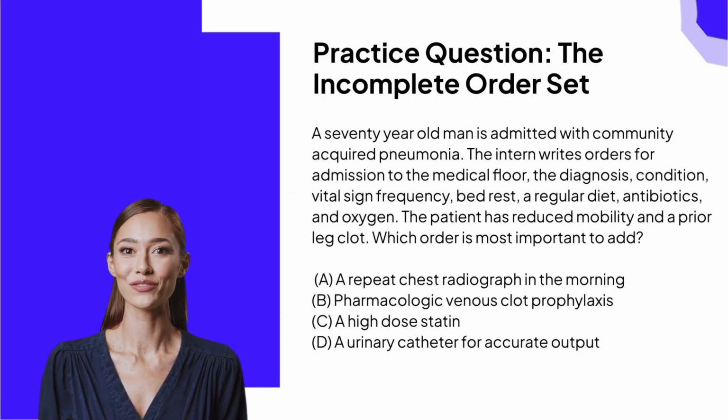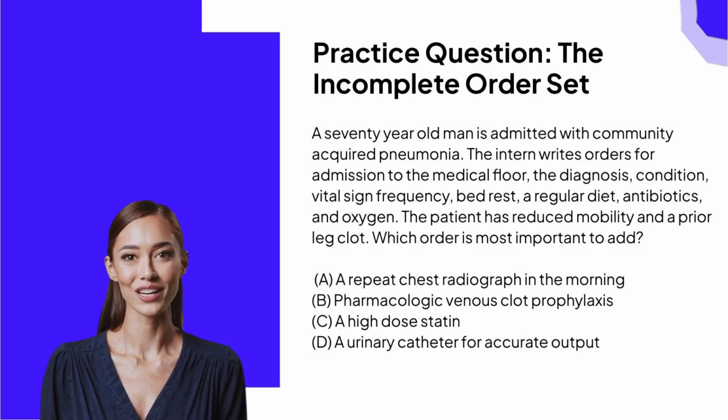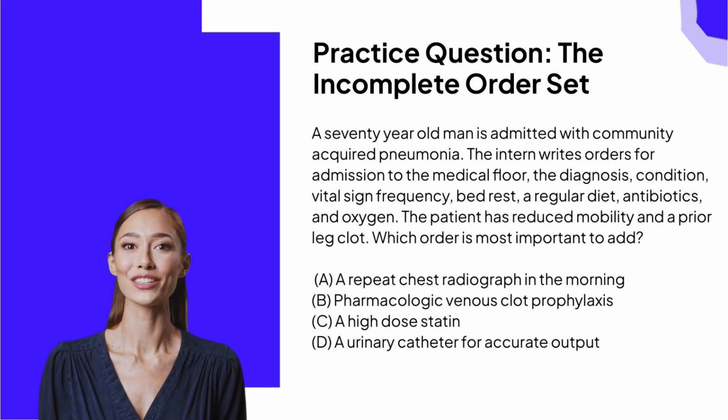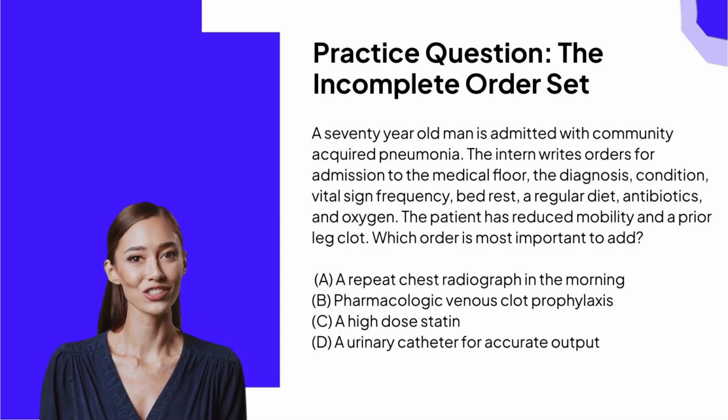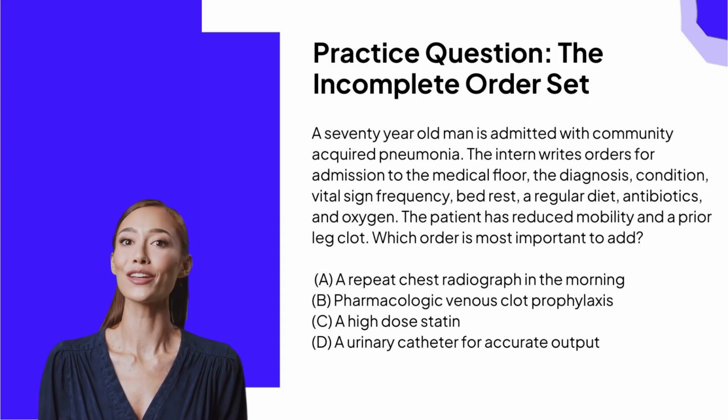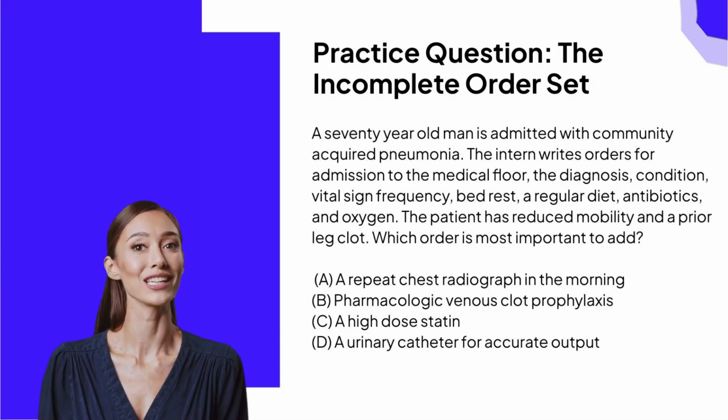Let us work through our first practice question. A 70-year-old man is admitted with pneumonia from the community. The intern writes orders for the floor: the diagnosis, the condition, how often to check vital signs, bed rest, a regular diet, antibiotics, and oxygen. Importantly, the stem tells you he has poor mobility and a previous blood clot in his leg. The question asks which order is most important to add.